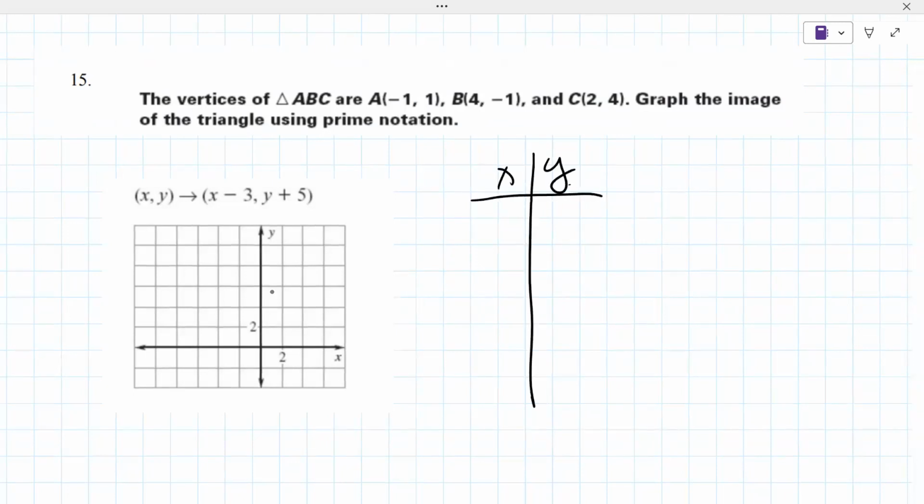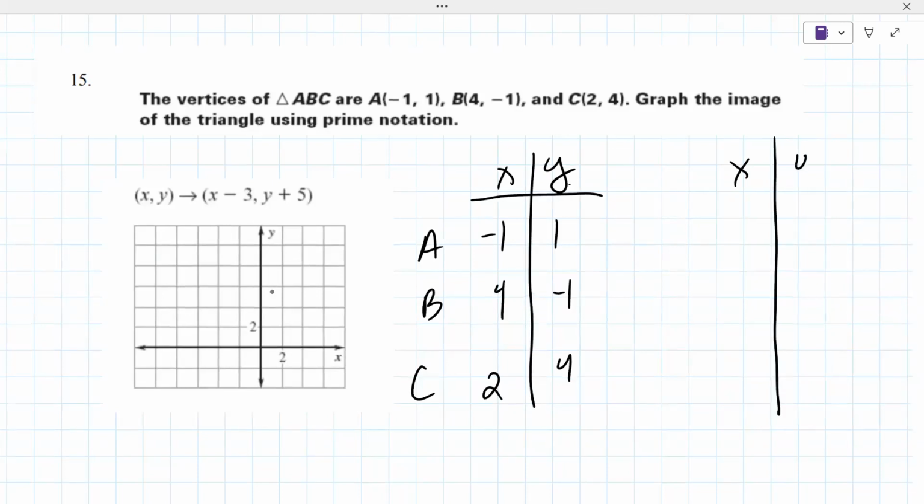We'll make x and y here. So this is A, minus 1, 1, B, 4, minus 1, C, 2, 4. And then let's do the new points here. I like to do these by subtracting 3. I like to do them all together, like minus 1 minus 3, 4 minus 3, and 2 minus 3.